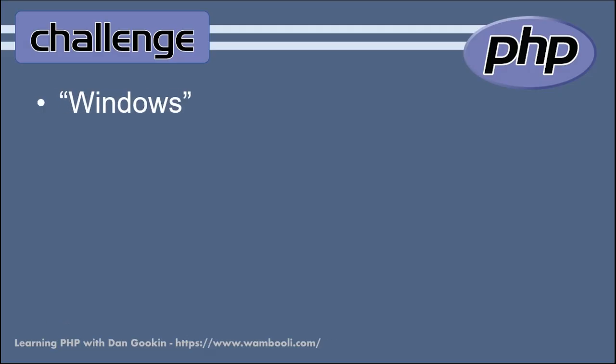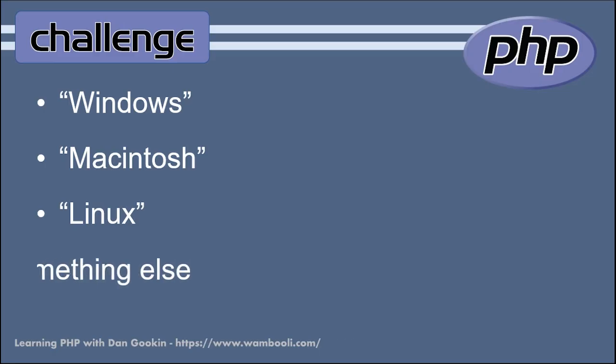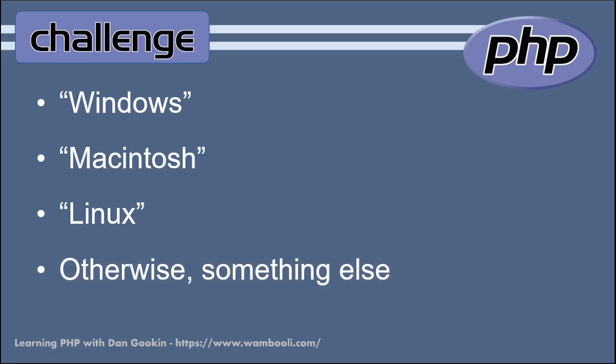If the string contains the word Windows, a Windows system has connected. If the string contains the word Macintosh, it's a Mac OS system. If the string contains the word Linux, it's a Linux box. Otherwise, the connecting system may be something else.